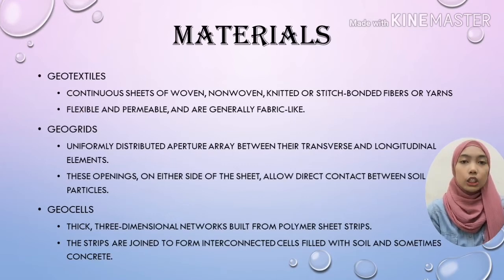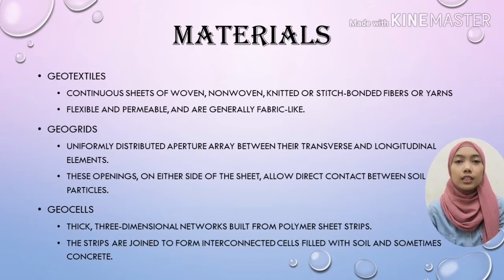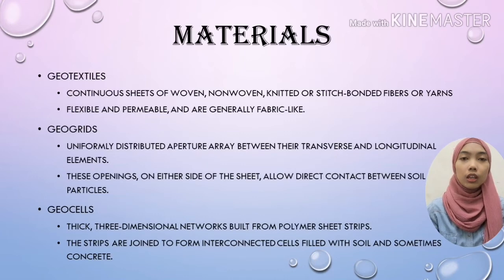Next is geogrids. Geogrid is a uniformly distributed aperture array between the transverse and longitudinal elements. The openings on either side of the sheet allow direct contact between soil particles, and it is commonly used in reinforced retaining walls as well as subbase or subsoil below roads or construction.